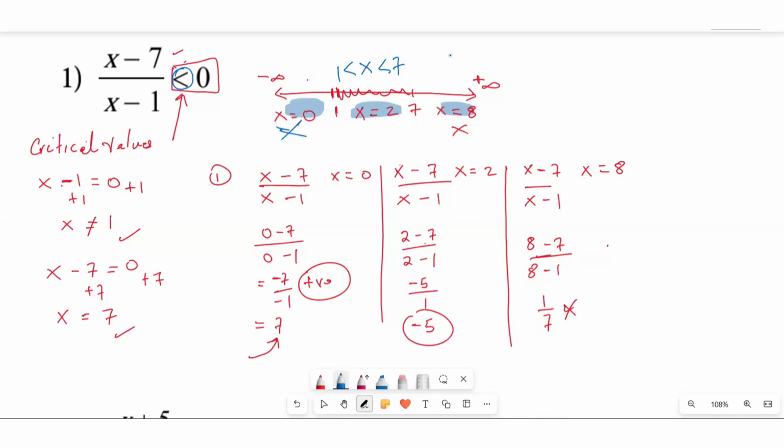If you want to put it here using interval notation, it would be (1, 7). And remember, we're using the curved bracket because there's no equal in it. Whenever we have less than or equal or greater than or equal, we will be using the square bracket. But in this case, we never had that. So that's the response.